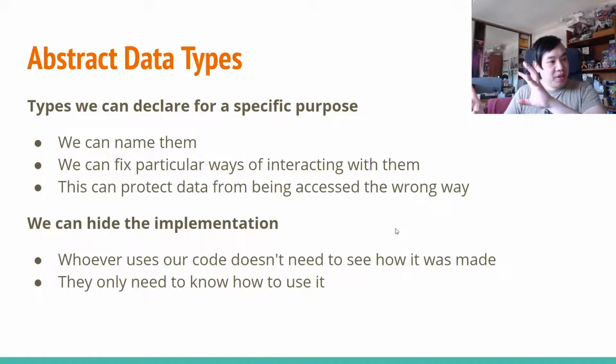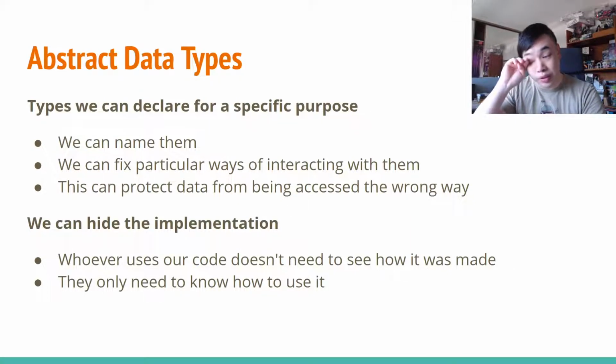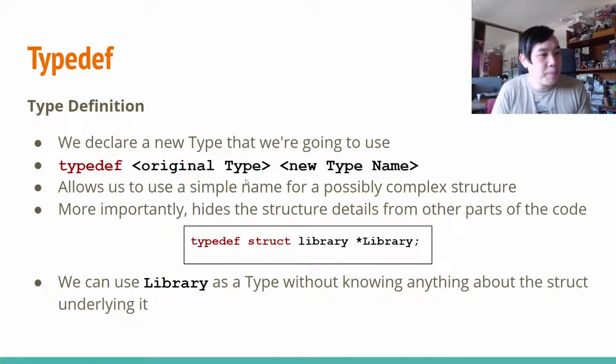Okay, so back to what we're doing now. The abstract data type is going to allow us to present certain functionality, but then whoever uses our code doesn't have to know about how that thing was implemented or how it was made, but they can just know how to use it. So the typedef is something that helps us do this. When we are creating this abstract data type, we're going to give it a name. And one of the ways we do this is this type definition.